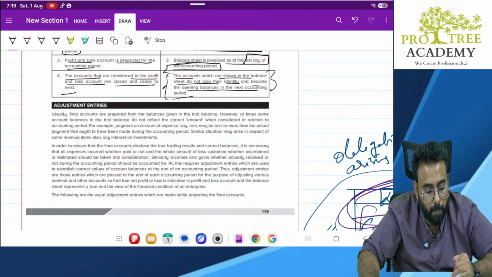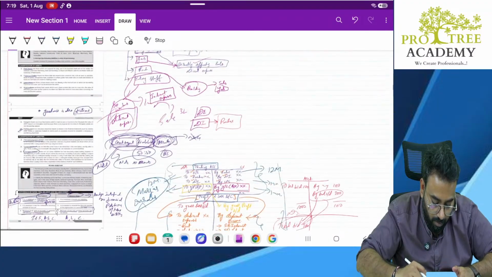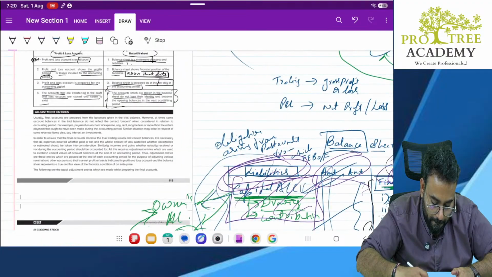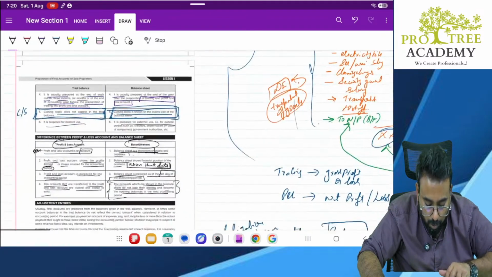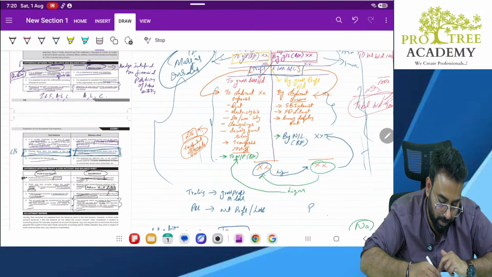Clear? Any doubts in this? Okay. Please go through this once, both the differences. I request you to please go through both the differences once.